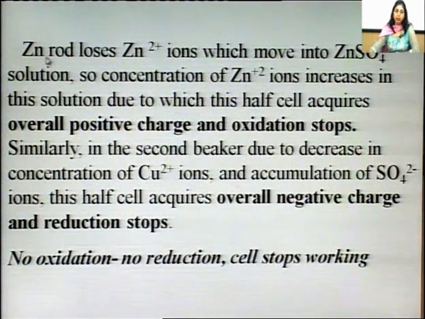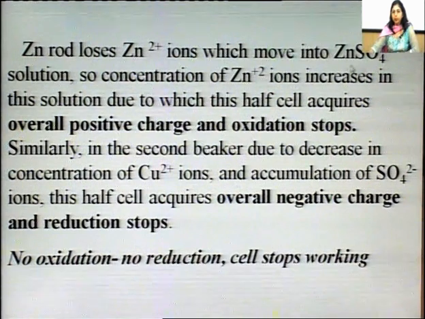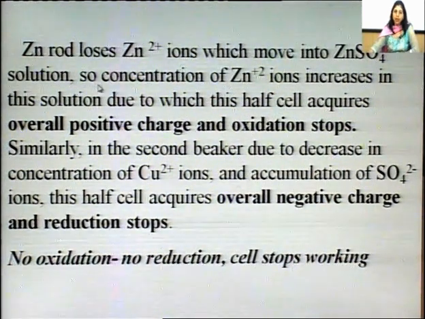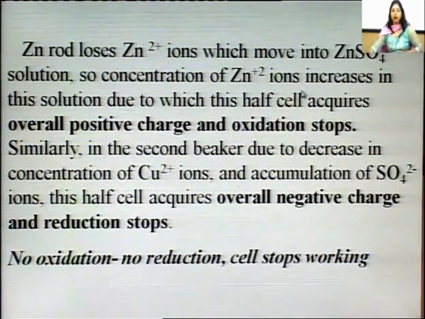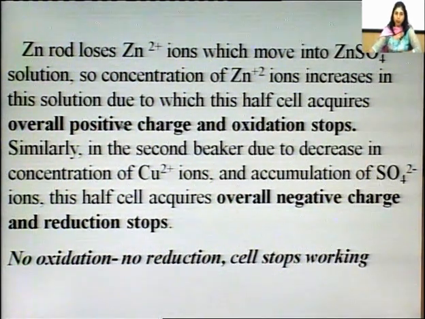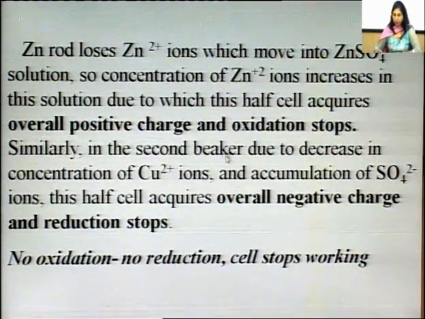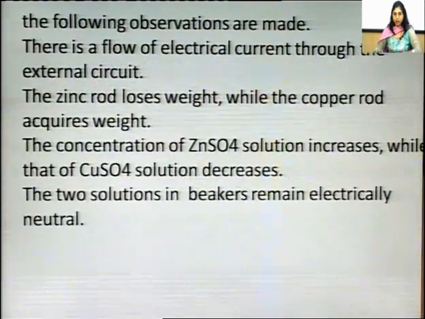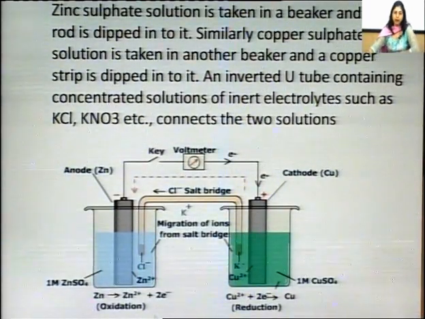As we have studied, the zinc rod loses electrons and changes into zinc ions which move into the zinc sulfate solution. So, the concentration of zinc ions increases in this solution, due to which this half cell acquires an overall positive charge and oxidation stops. So, what happens actually if we see this diagram of the electrochemical cell?